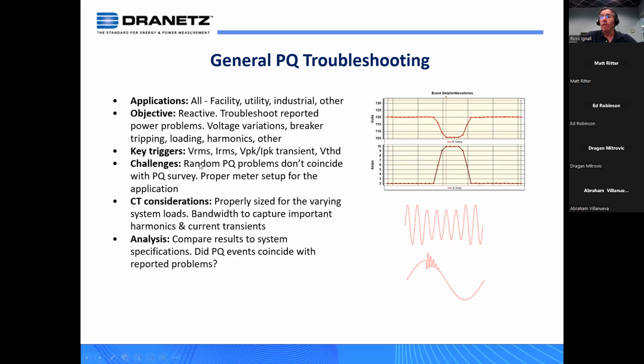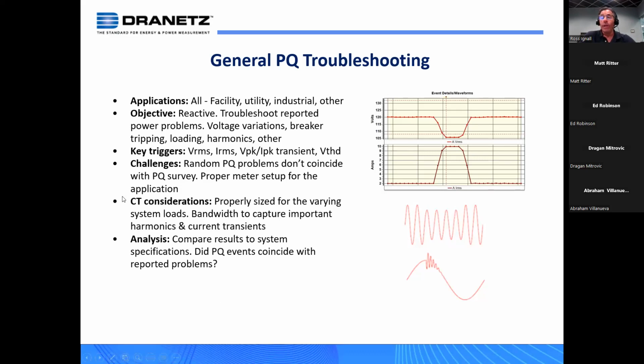So the challenges are, well, you want to make sure that your random PQ problems, the challenge is maybe they don't coincide with your PQ survey. So you set it up for a week and your problem didn't happen. If you have very random problems, maybe you have to monitor for a longer period of time. Or if you're lucky, it happens regularly and you capture it immediately. Or it may not be a power problem. That's another thing to consider. So the problem occurred, you put your power meter on there, but it didn't trigger on anything. So assuming that the problem exceeded the trigger limits, and with our products, usually it does if set up properly, it may be another issue, maybe a mechanical problem with something, or a software rebooting, or a hardware problem with a power supply or a server.